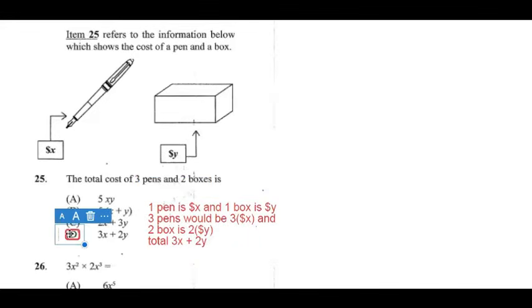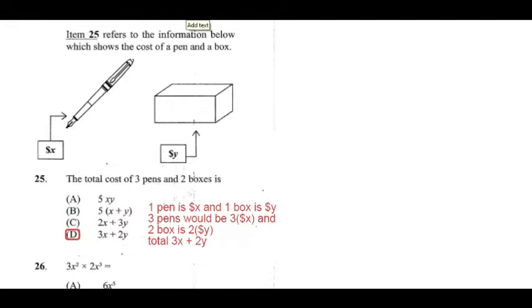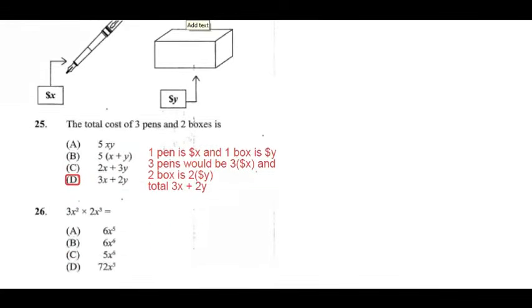So it is like saying 1 pen is $10. So what is the cost of 3 pens? You just simply multiply the 10 by 3. And one box is $25. So what would be the cost of 2 boxes? It would be 2 multiplied by 25. So it's just looking at it from a more practical side, and that is all we need to do sometimes to get these answers.